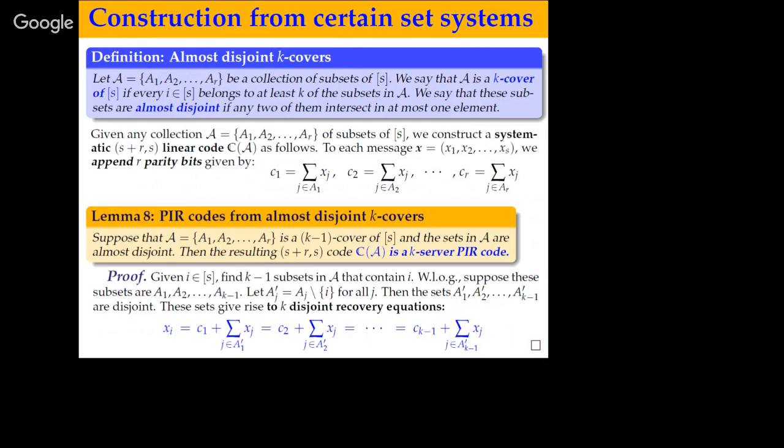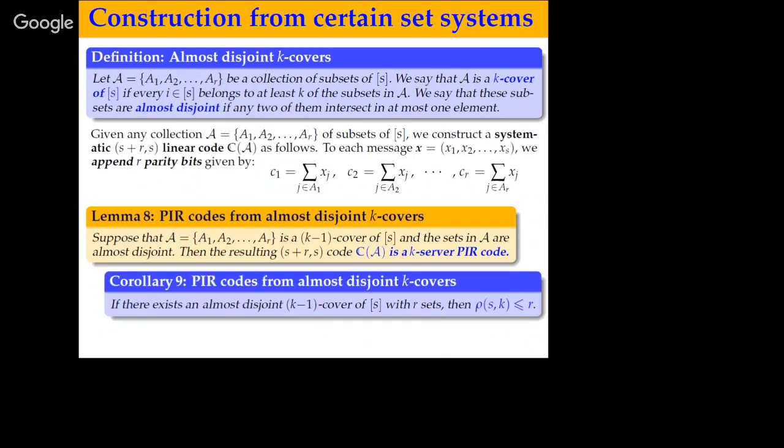So what I just showed is that if I have such an almost disjoint k cover, it immediately gives me a k-server PIR code, and we spent an hour in the morning to show that if I have a k-server PIR code, I have this wonderful PIR scheme with low storage overhead. So great. By the way, once I use this construction, the redundancy is clear, right? It's just R. S plus R is the length, S is the dimension.